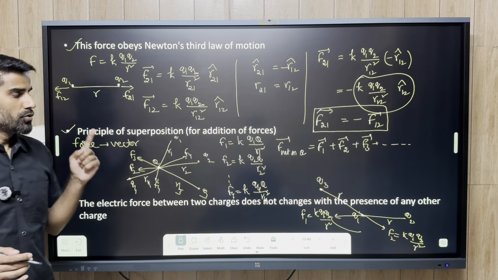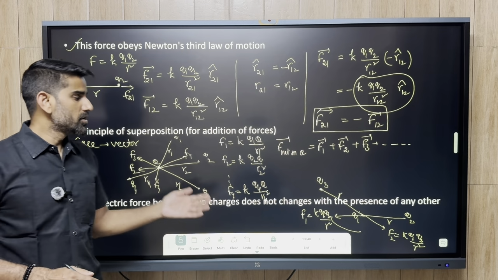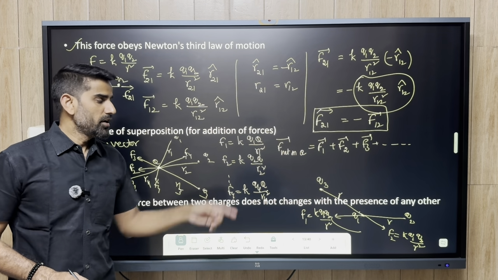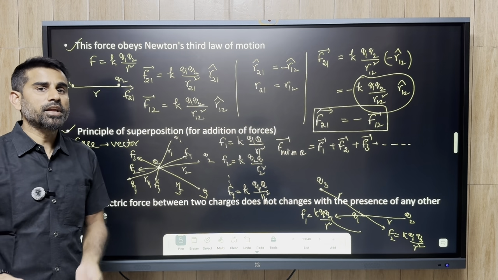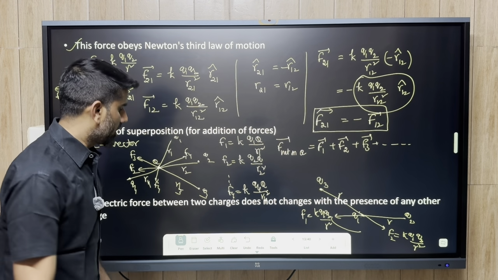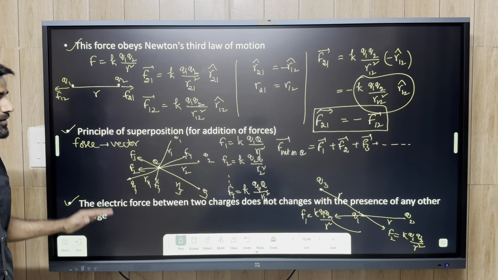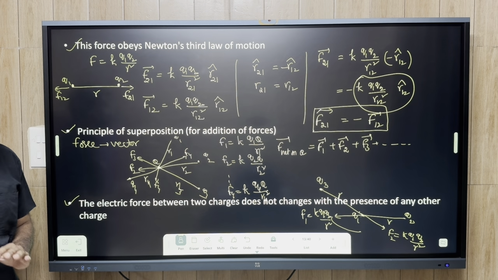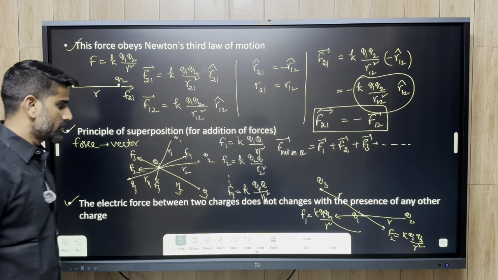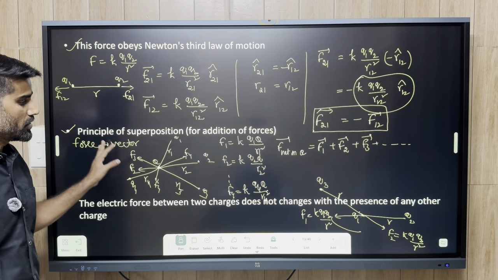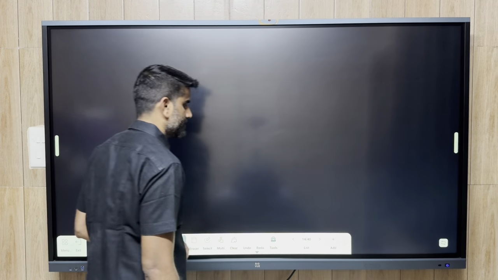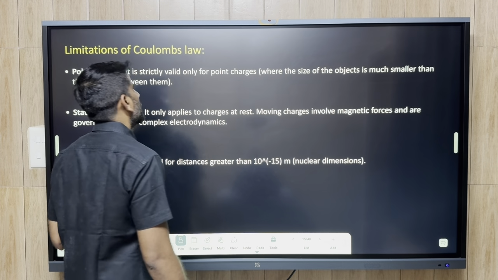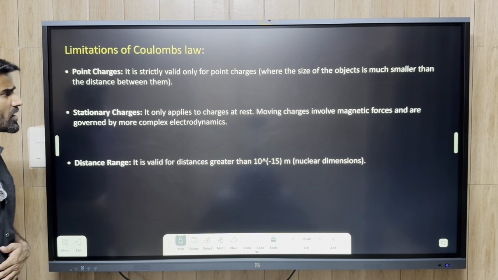There is a difference. If any third charge is placed near the two charges, it will not affect the force between the other two charges, rather it affects the net force on any individual charge. I hope the last point is clear to you, right? I have explained all the properties of electric force. Now let's move on to the next step, which is limitations of Coulomb's law.